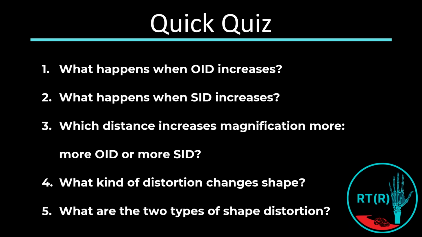Pause and answer these before moving on. This is where you train yourself to recall the rule fast. The ARRT rewards quick recognition of these relationships. What happens when OID increases? What happens when SID increases? Which distance increases magnification more, OID or SID? What kind of distortion changes shape? What are the two types of shape distortion?